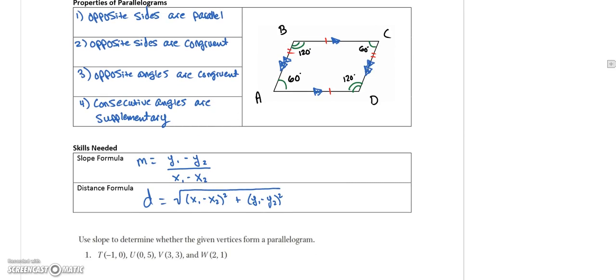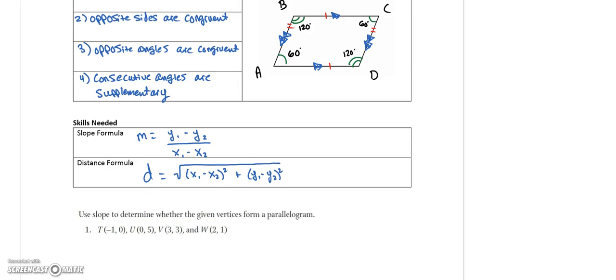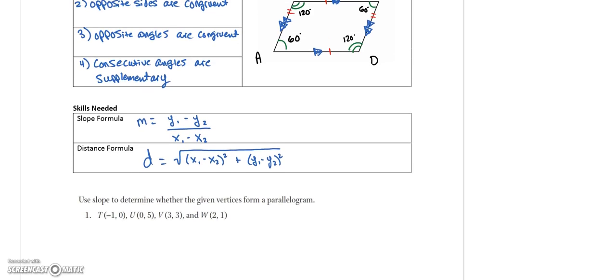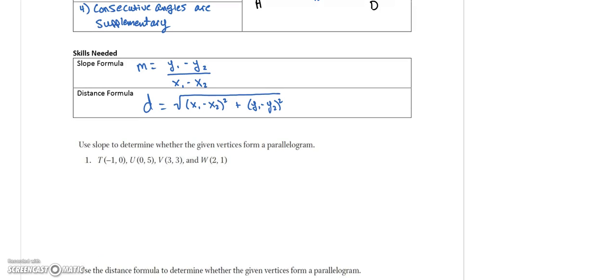Two skills that we already know, that we learned either earlier this week or in the past: the slope formula and the distance formula. Remember, x1, y1 and x2, y2 are two of the points that are provided. Okay, so what I want to do is use slope to determine whether the given vertices form a parallelogram. So here's what I want to do.